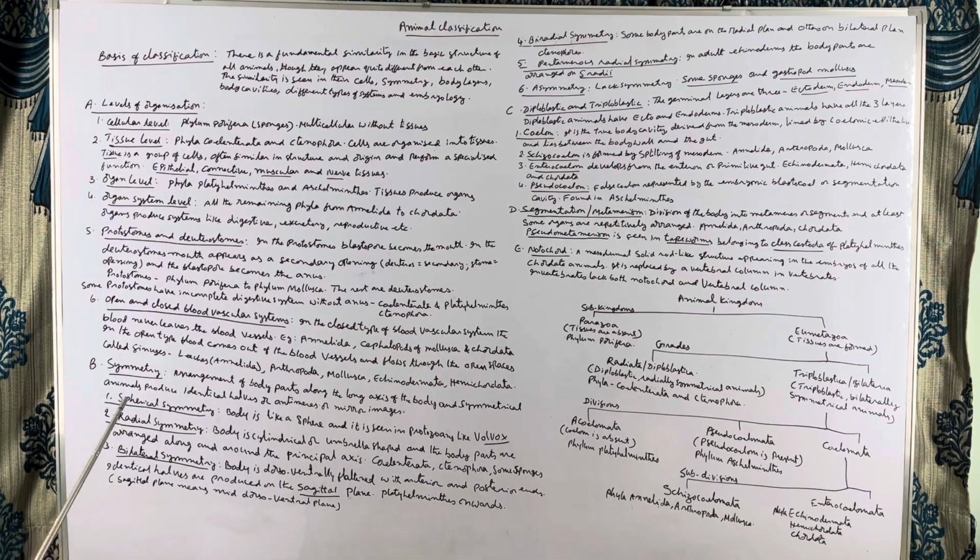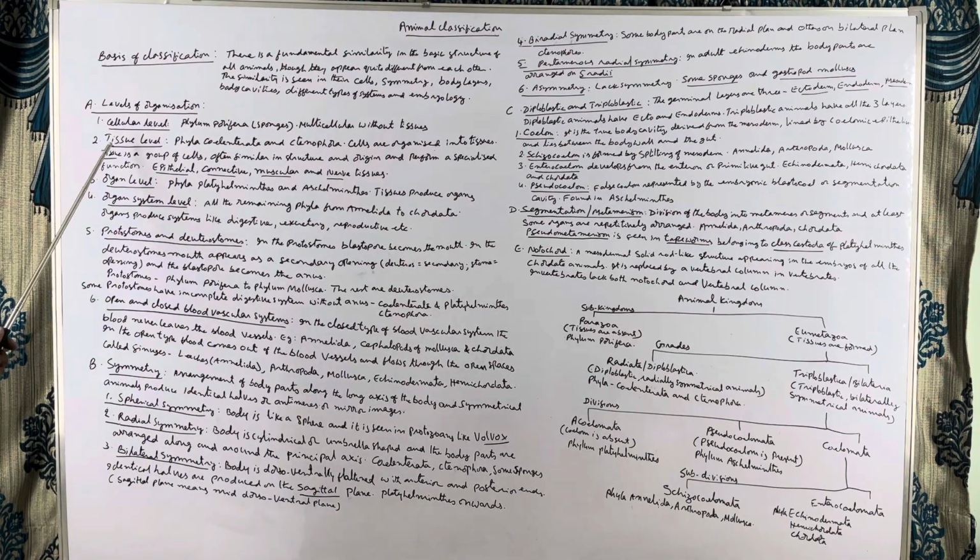Then, in some animals, the cells are not organized into tissues. It means the body organization is at cellular level. The cellular level body organization is seen in phylum Porifera, to which sponges belong. So these multicellular animals are without any tissues, and these are also the lowest animals in the animal kingdom.